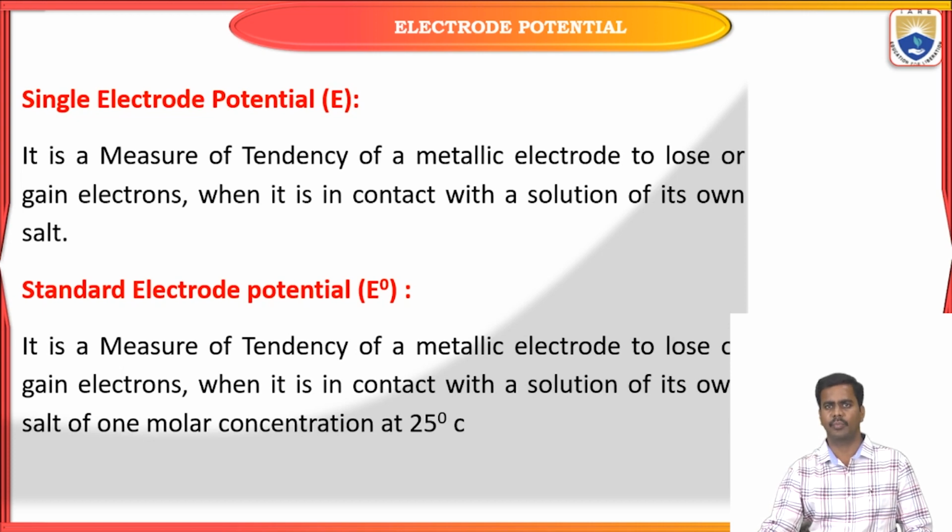Next, coming to single electrode potential and standard electrode potential. How can we define or differentiate single electrode potential and standard electrode potential? First, the single electrode potential. It is a measure of the tendency of a metallic electrode to lose or gain electrons when it is in contact with a solution of its own salt. That is known as single electrode potential. That is indicated with E.